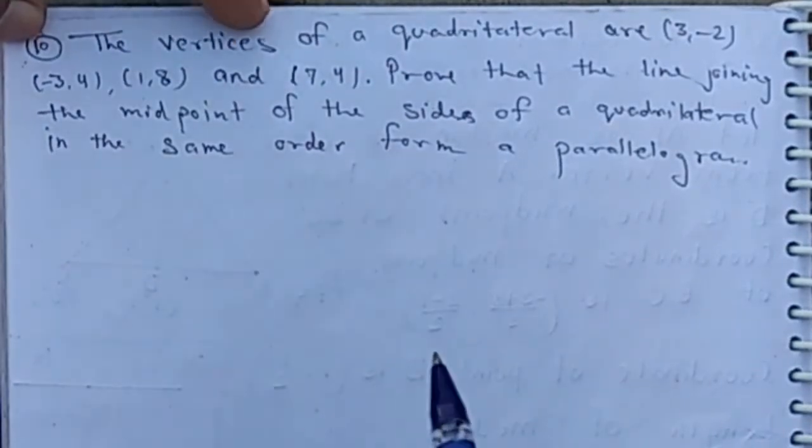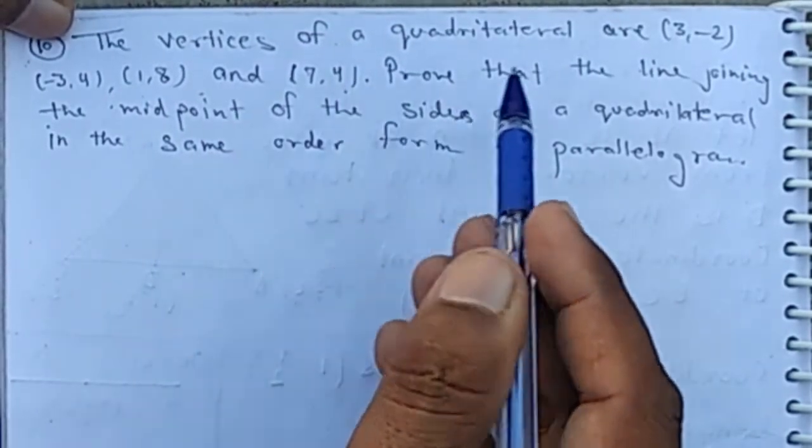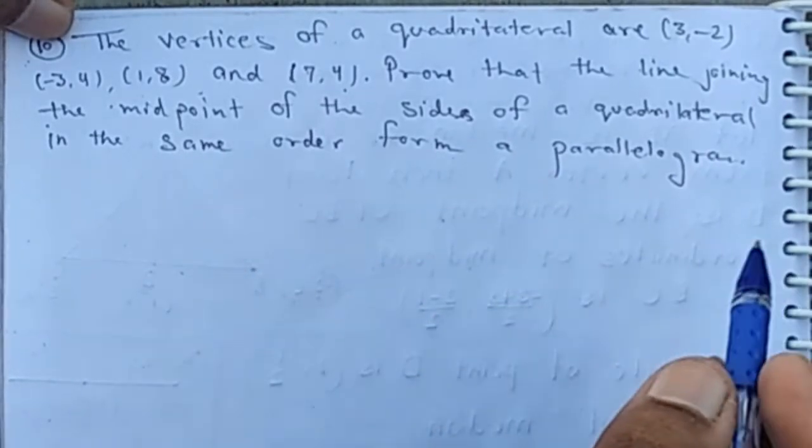The vertices of a quadrilateral are (3, -2), (-3, 4), (1, 8) and (7, 4). Prove that the line joining the midpoints of the sides of a quadrilateral in the same order forms a parallelogram.